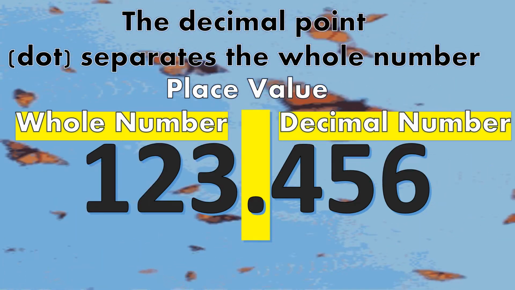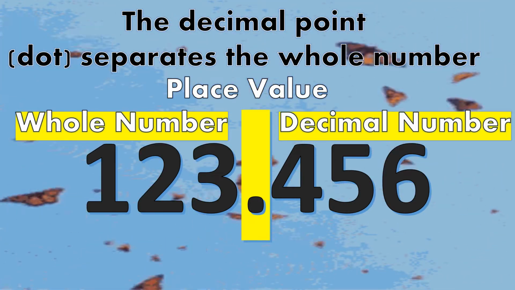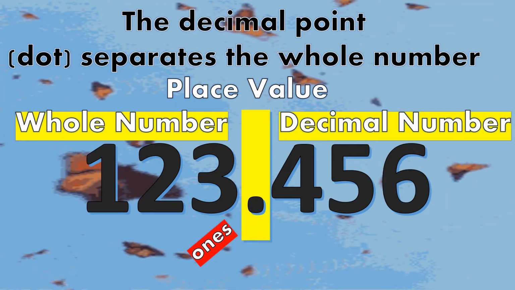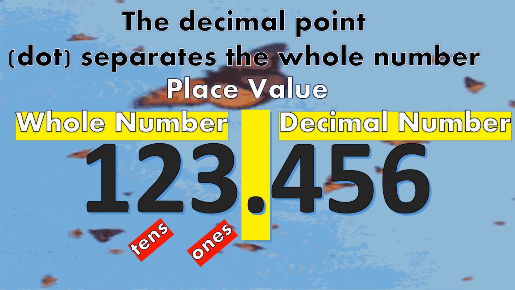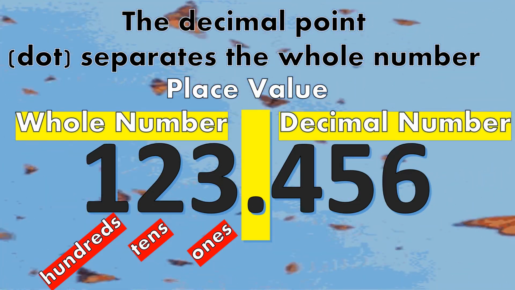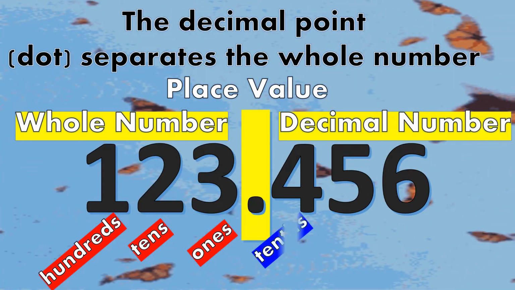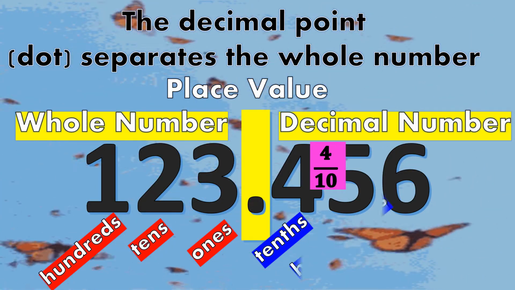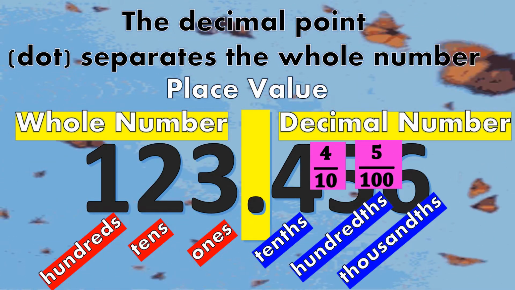So as you can see here, we have 123 and 456 thousandths. In the place value of whole numbers, we start from the left side, which is ones, tens, and hundreds. While in the decimal numbers, we start at the right after the decimal point. The first decimal place value is tenths, next hundredths, and lastly thousandths.